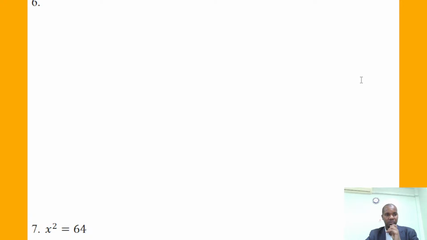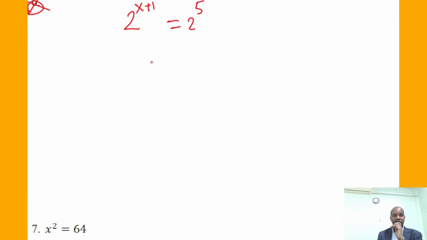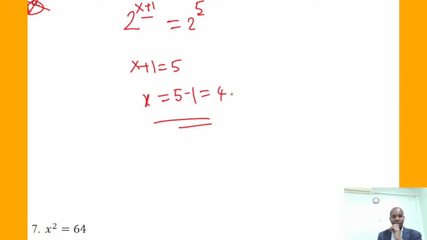You go to question number 5. Forget about 6. So here you have 2^(x+1) equals 2^5. You are going to compare exponents, as the bases are the same. So x+1 will be 5, and x will be 5 minus 1, which is equal to 4. So that is the solution for question number 5.